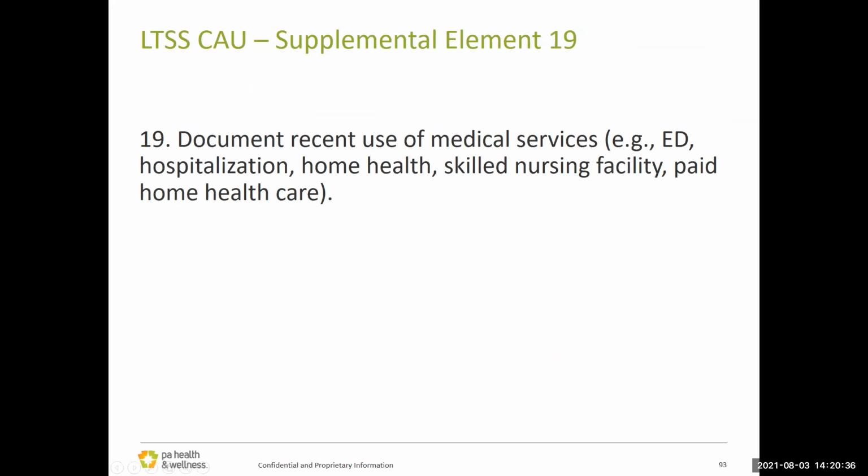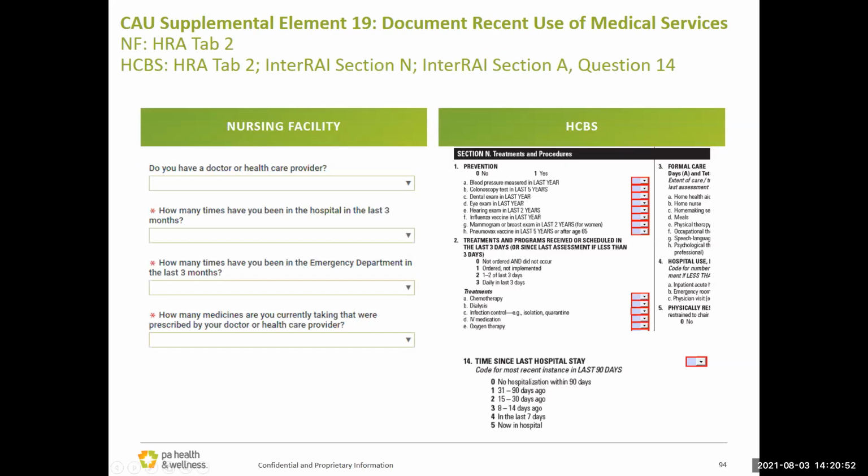And the last of the supplemental elements, number 19, this is in regards to recent use of medical services. So were they hospitalized recently? Did they enter short-term rehab? Do they have skilled home health services? And you can document this in the HRA for both nursing facility and HCBS, and or just for HCBS in the NRI section N under treatments and procedures.